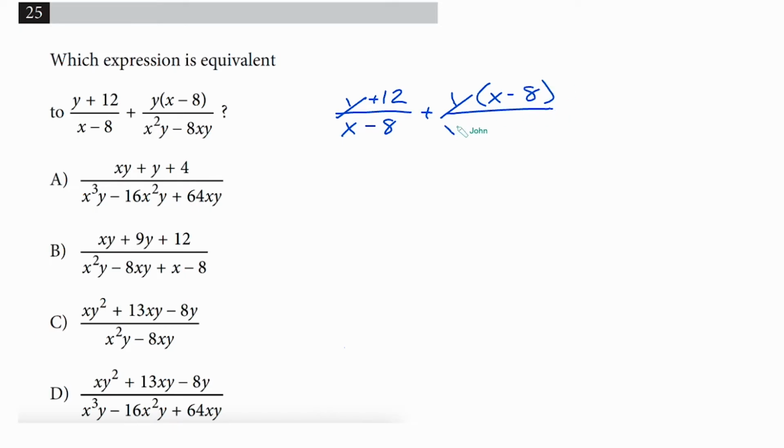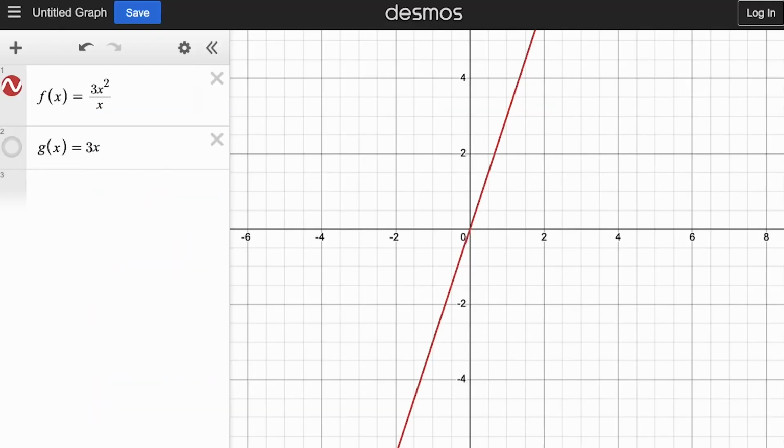That gives us y times (x − 8) divided by xy times (x − 8). Now, it's tempting to simplify this fraction by canceling those y's, but we actually can't do this since it would change more than just the form of the fraction. It's not obvious why, so consider a more straightforward example. Take the function f(x) equal to 3x² over x. x equals 0 is not in the domain of this function, whereas if we were to cancel those x's, x equals 0 is in the domain of g(x) equal to 3x.